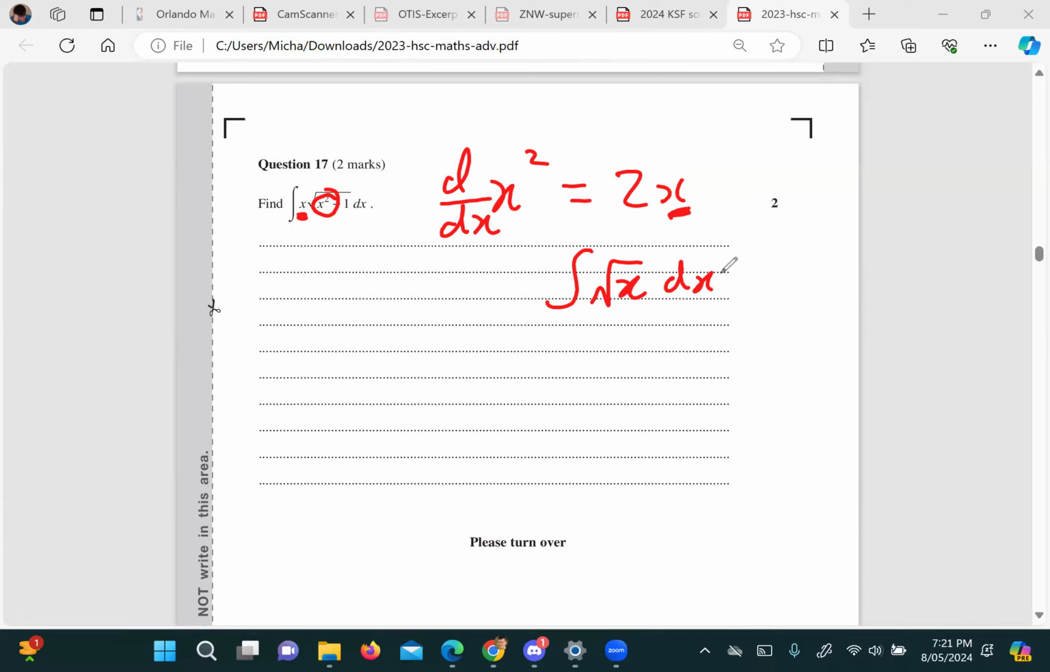All right, so I'll give you a few moments to do the question, and maybe we can all discuss our findings. We can also speculate as to where the 2 marks come from.